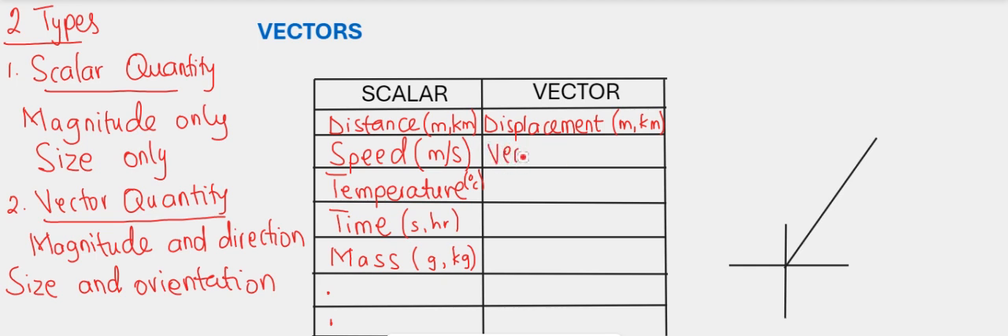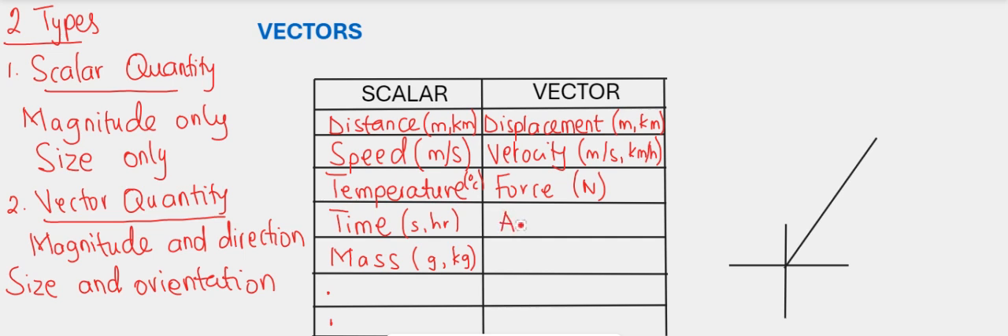We can also have velocity, which is like speed, but it is measured in a given direction. So we can have meters per second or kilometers per hour. You can have velocity moving in a given direction. Then we have force. Force is a push or a pull of an object. It's measured in Newton, and it is always in a given direction.